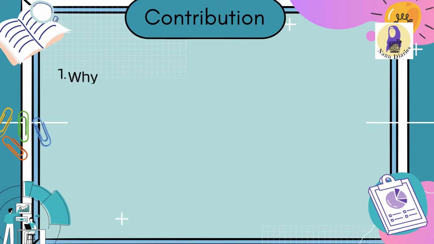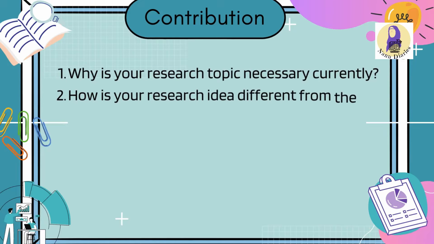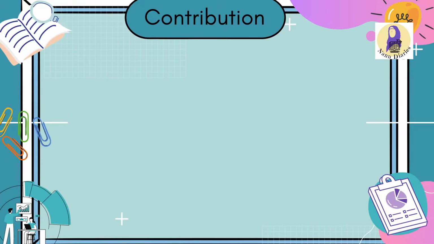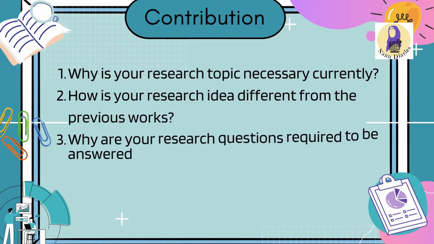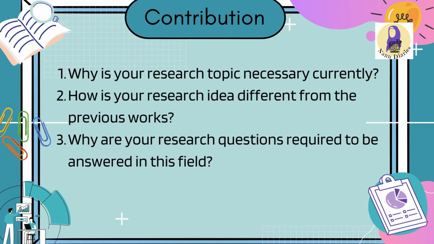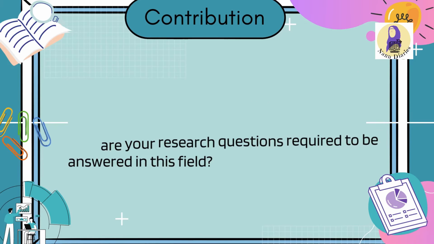And then, again, you can go back to the literature review, how the previous ones and your idea are different. After that, you will explain in detail why your research question is required to be focused on in this field. This is again the comparison with the previous study. Because by answering this question, you will make improvement in this field, something like that.